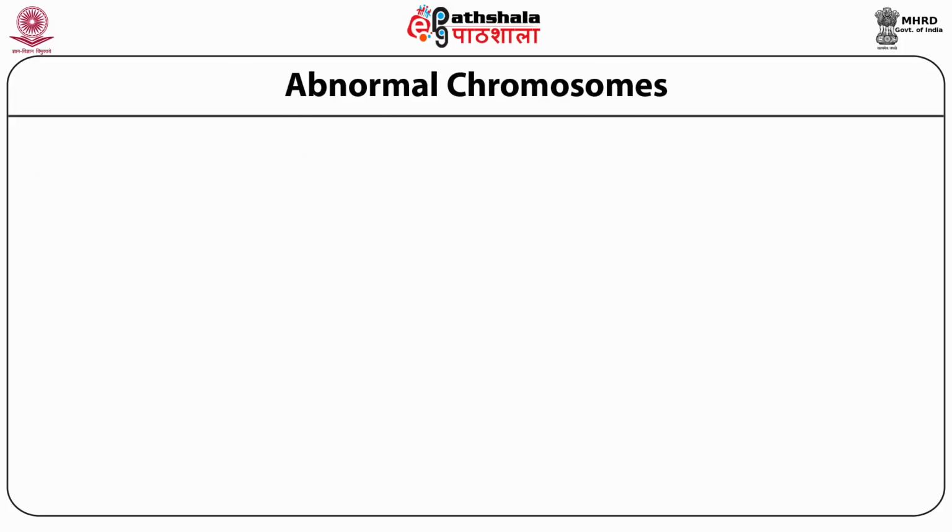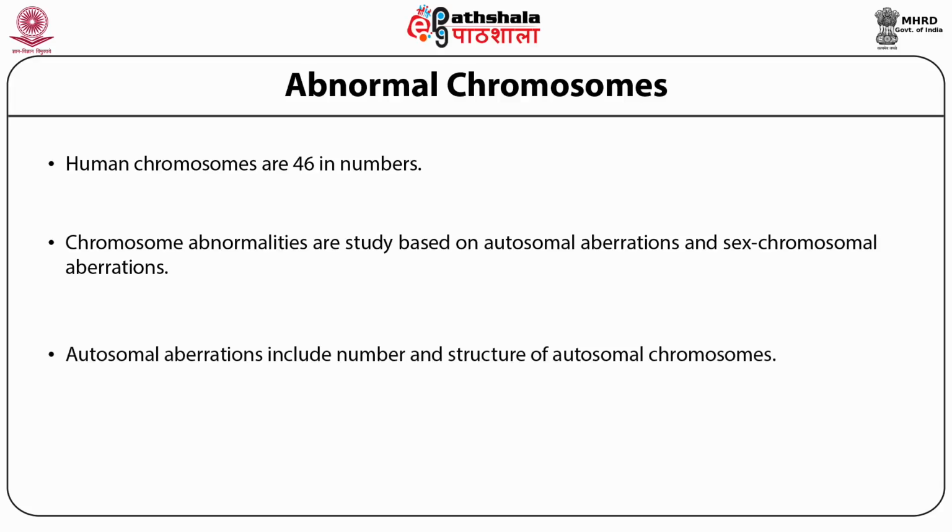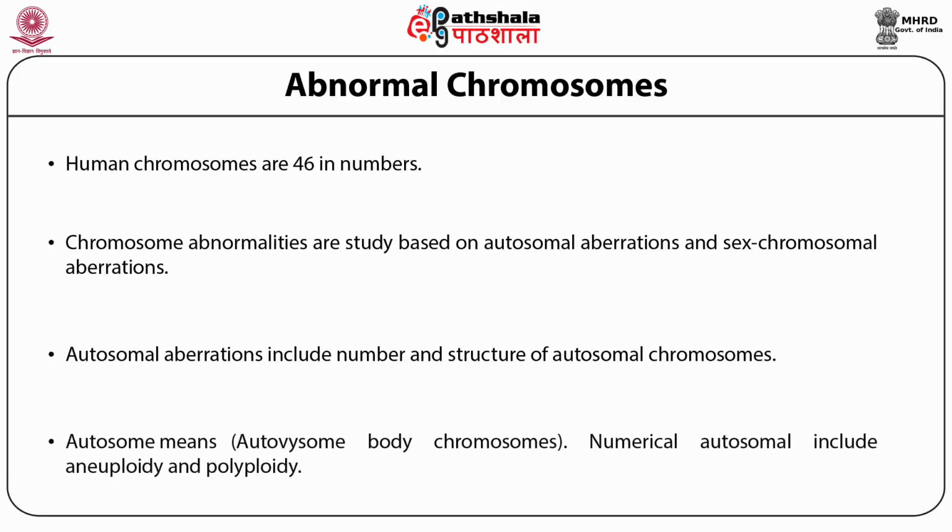Now, I'll be discussing the abnormal chromosomes. Human chromosomes are 46 in number. Chromosomal abnormalities are studied based on autosomal aberrations and sex chromosomal aberrations. The autosomal aberrations include the number and structure of autosomal chromosomes. Autosome means body chromosome. Numerical autosomal aberrations include aneuploidy and polyploidy.